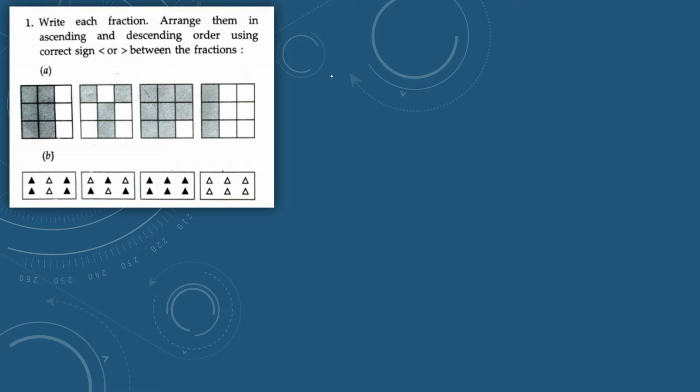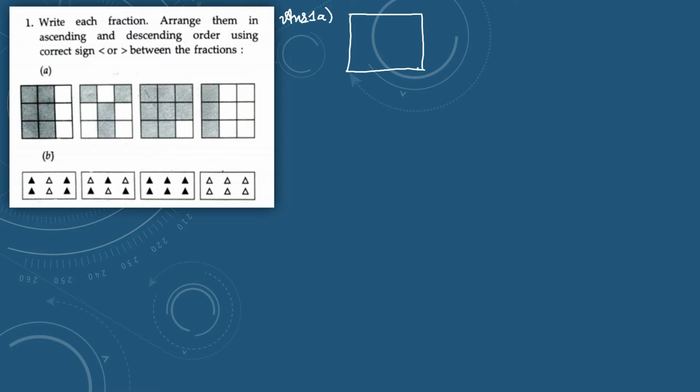Write each fraction, and arrange them in ascending and descending order using the greater than sign or less than sign between the fractions. In this video, we are going to do the first part of this question. We have to find the fraction of the shaded region and arrange them using greater than and less than signs, in ascending or descending order. First of all, we are going to do the first figure.